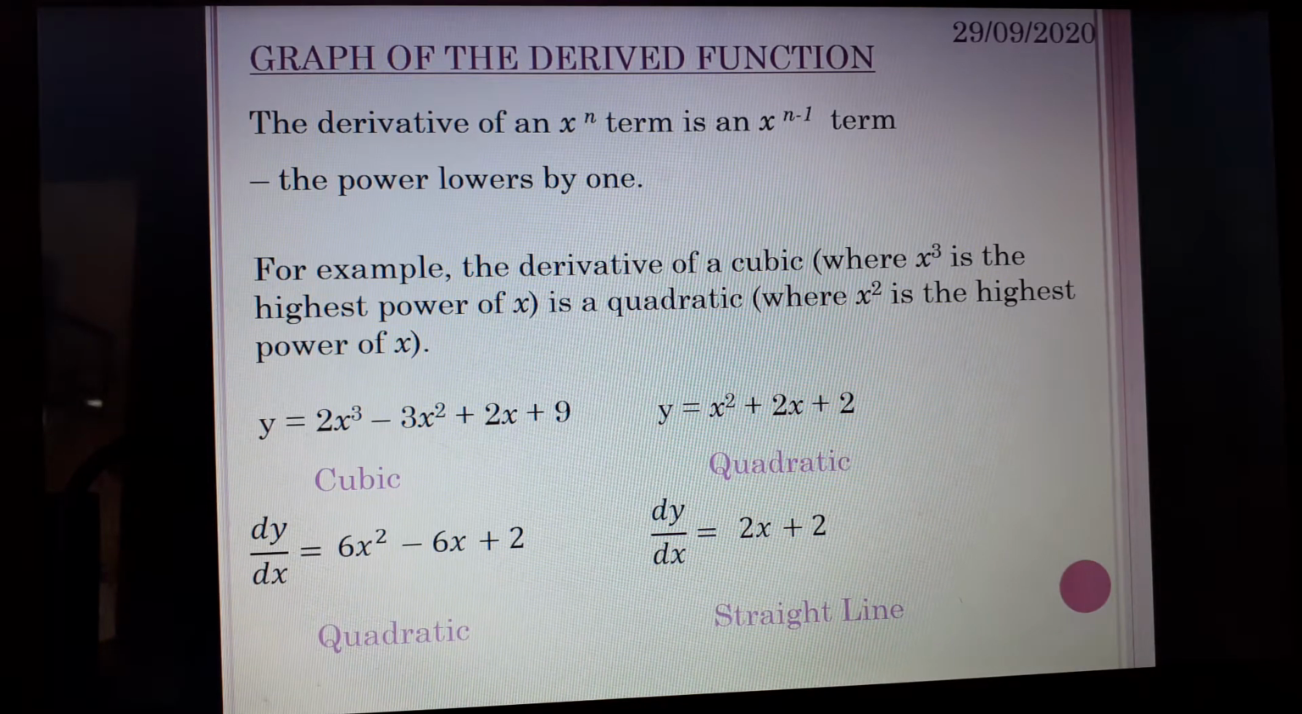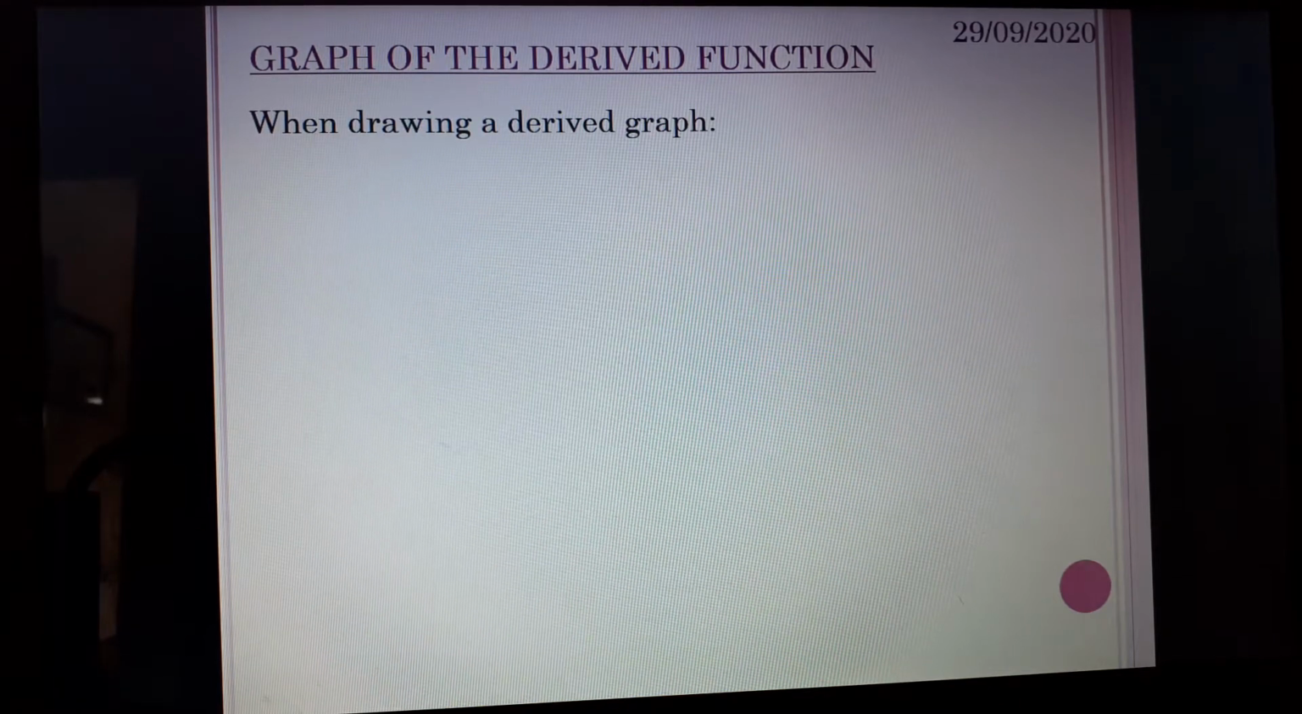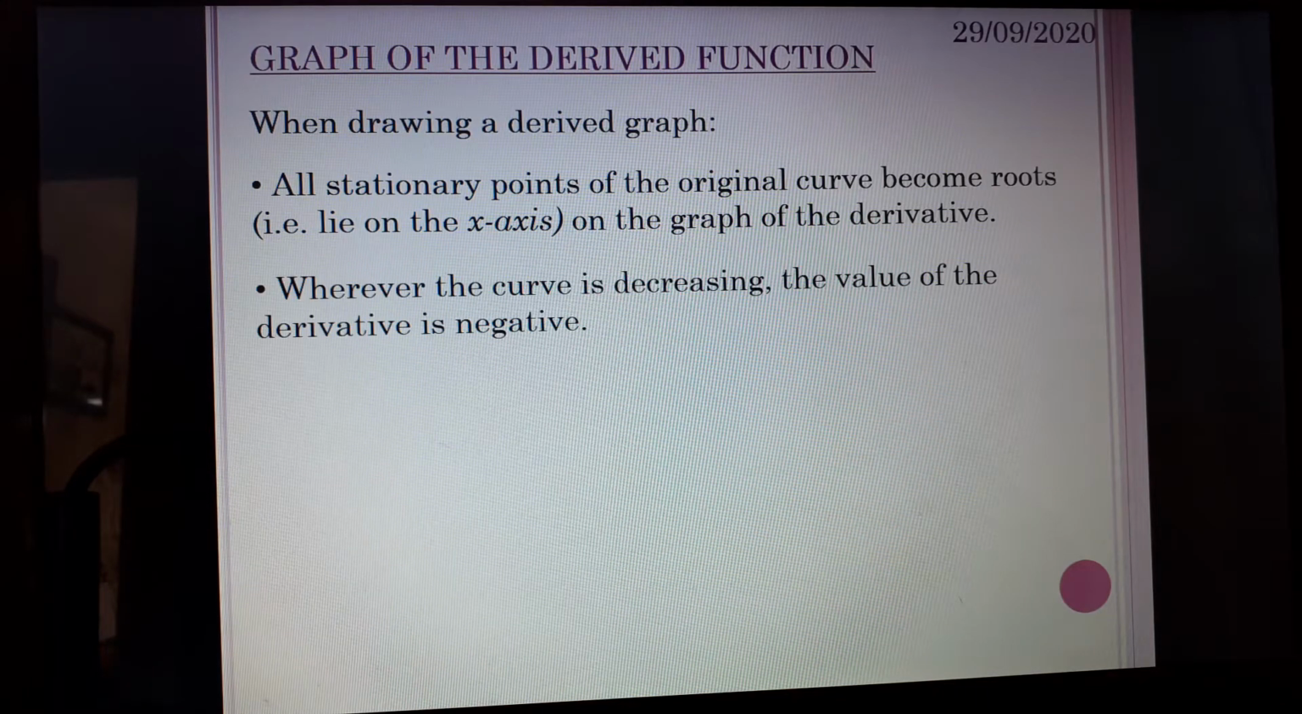Okay, so if you've got a cubic to begin with, when you differentiate it, it becomes a quadratic. When you've got a quadratic to begin with, when you differentiate it, it becomes a linear function, which is a straight line. So let's look at this graphically. Okay, when drawing a derived graph, all the stationary points of the original curve become roots, which means they lie on the x-axis of the graph of the derivative.